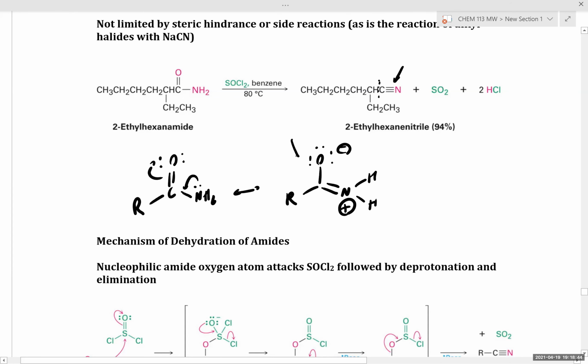Generally, amides prefer to react at oxygen rather than nitrogen. Does that point make sense to everyone? This is important before we look at this next mechanism. Does this idea make sense?